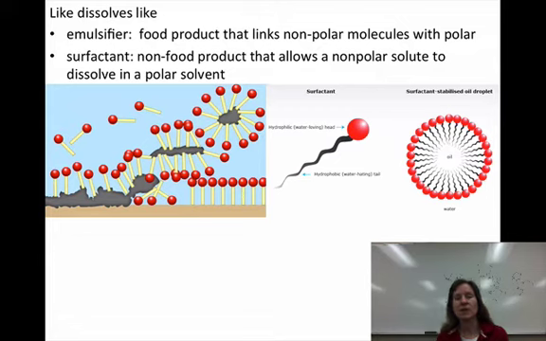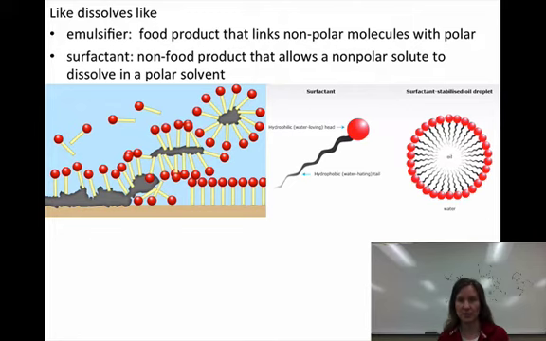So the use of something called an emulsifier or a surfactant. A surfactant is essentially the fancy term for soap. Emulsifier is what soap is called when it's used for food instead. So it's an edible type of soap. And surfactants and emulsifiers are used in order to allow nonpolar things to dissolve into polar things.